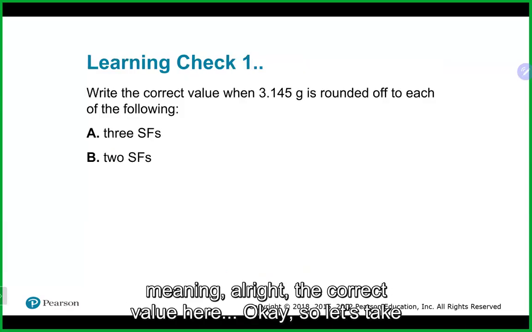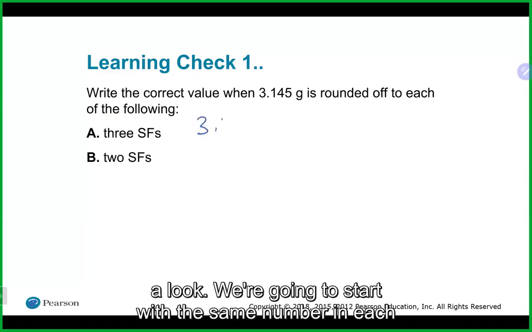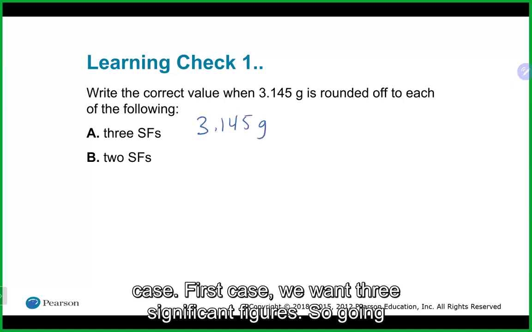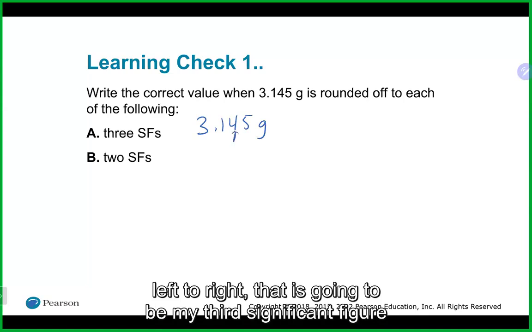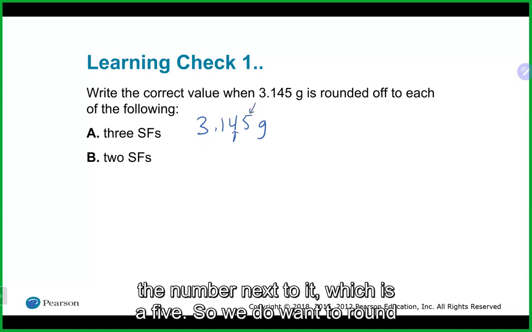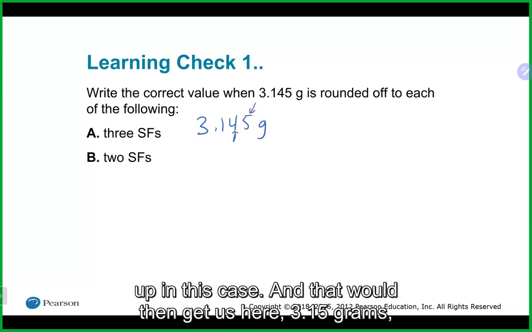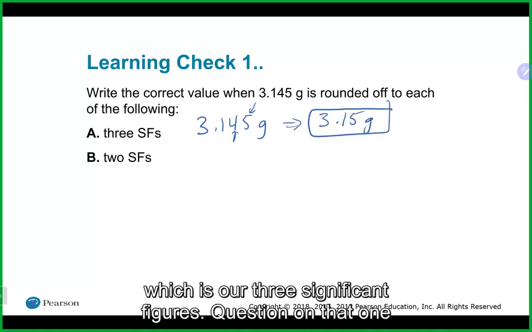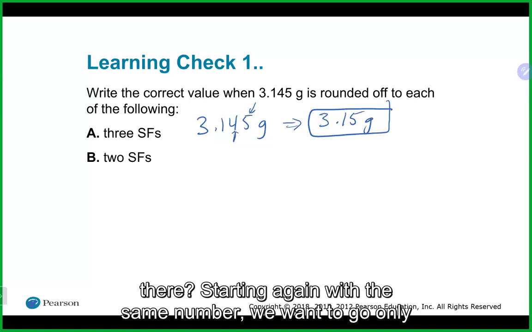All right, write the correct value here. Okay, so let's take a look. We're going to start with the same number in each case. First case, we want 3 significant figures. So going left to right, that is going to be my third significant figure there, which is the 4. In this case, we want to look at the number next to it, which is a 5. So we do want to round up in this case. And that would then get us here 3.15 grams, which is our 3 significant figures. Question on that one there.